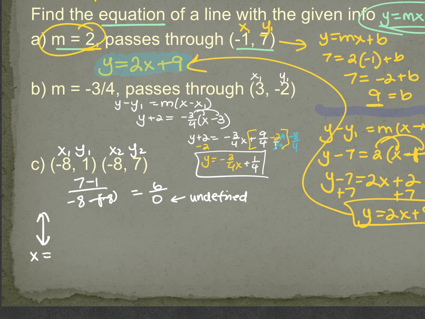equation. So now it's like, well, which x do I grab? If you look at the two x's, they're the same. So this would be x equals -8. If it was a horizontal line, the slope would be 0, and it would be a y equals, and both of the y's would be the same. So if you can catch it from the beginning, you don't necessarily have to go through all that work.